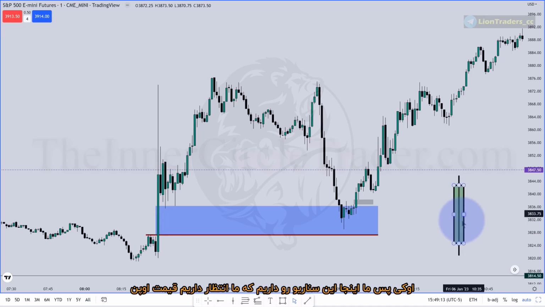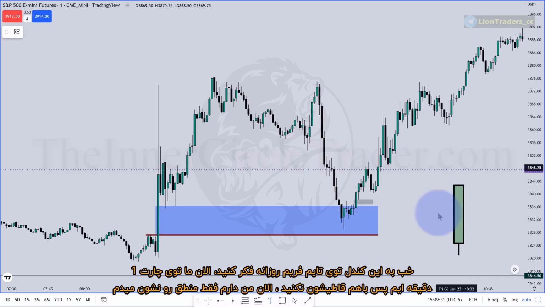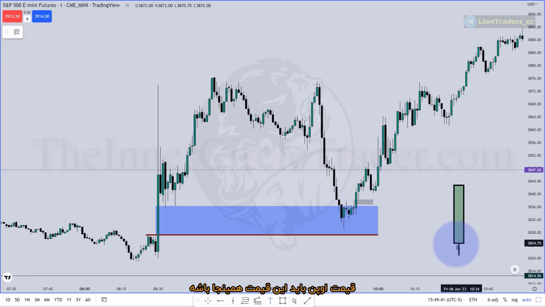Okay, so we have this scenario here where we're expecting the opening price. Now, again, think about this candle on the daily time frame. Right now we're looking at a 1 minute chart, so don't be confused by this, okay? I'm just showing you the logic. The opening price would be this price right here.